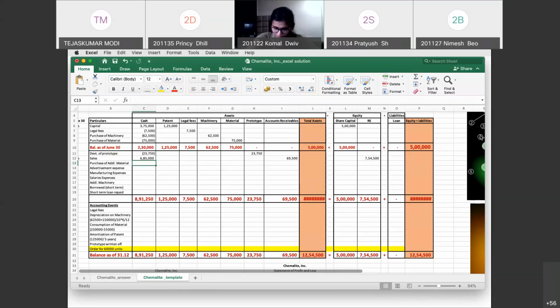That is also an asset. 685,000 is received from the customers, so that is an asset. Cash is received, and 754,500 is the income. Income increases the retained earnings and equity. We know this. Does anyone have queries? Yes, I have a query.